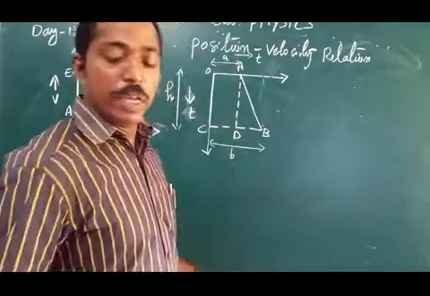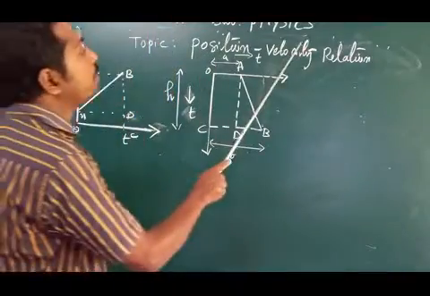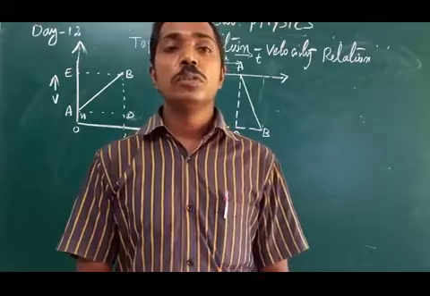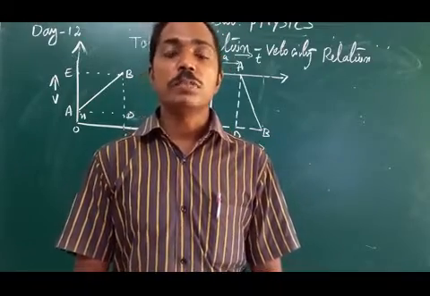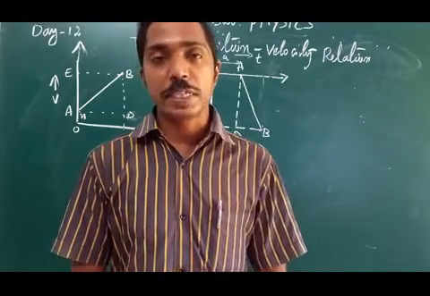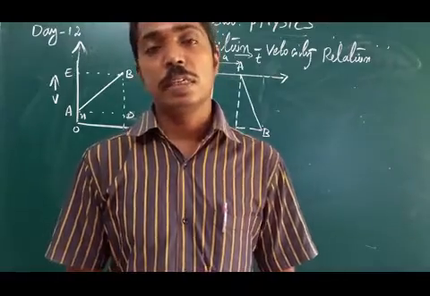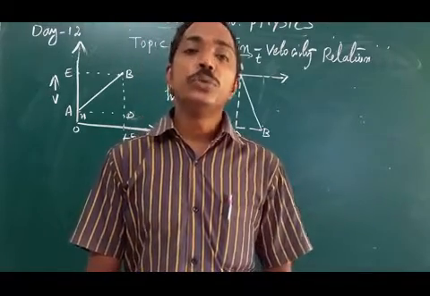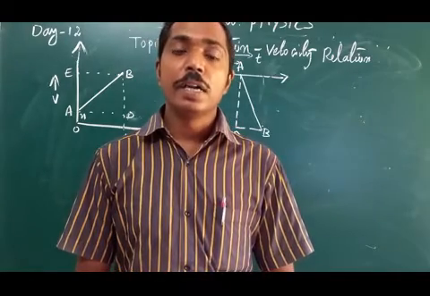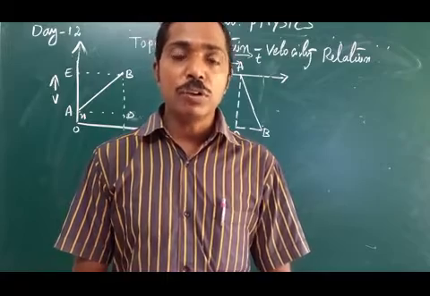Then, today in your physics class, we are learning the next derivation, the position-velocity relation. In the last classes we learned two derivations. First one, the velocity-time relation, that is v equals u plus at. Next, you learned the position-time relation, that is s equals ut plus half at square. I hope everybody wrote each one five times and studied. Then only you have to attend this class.